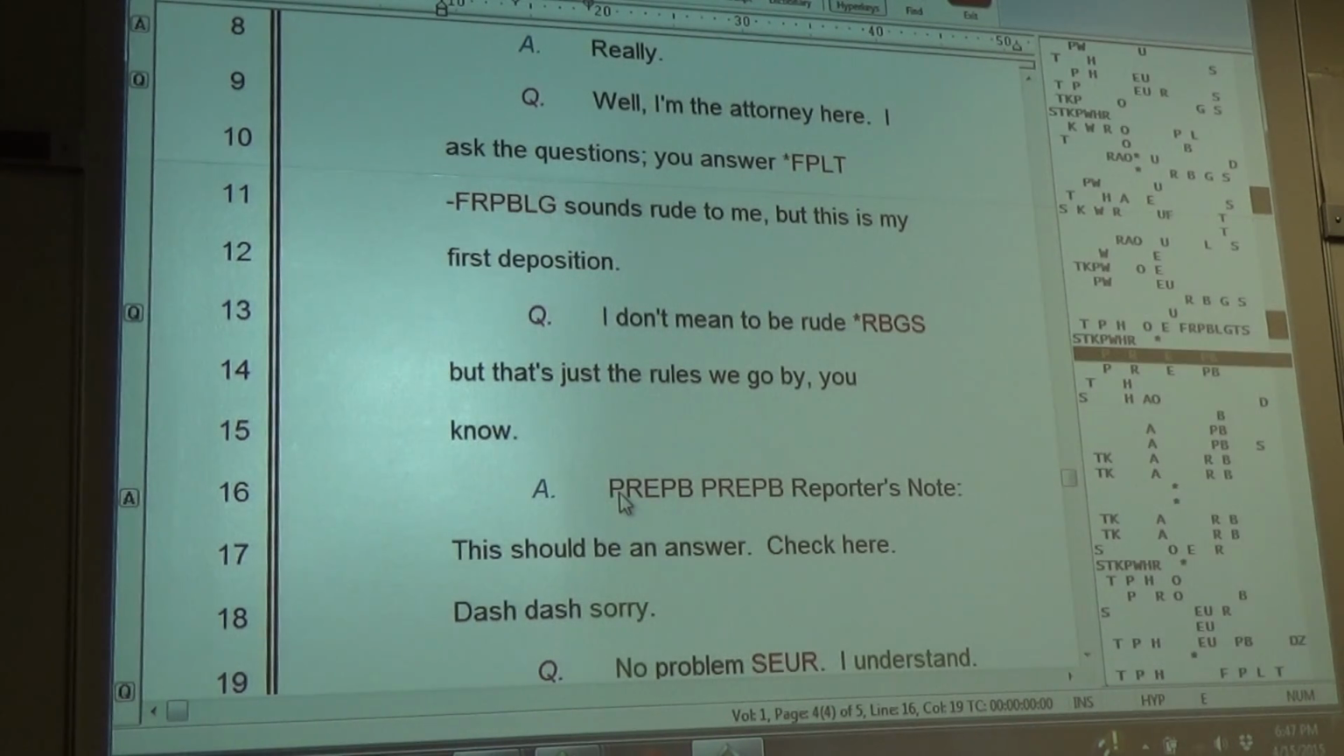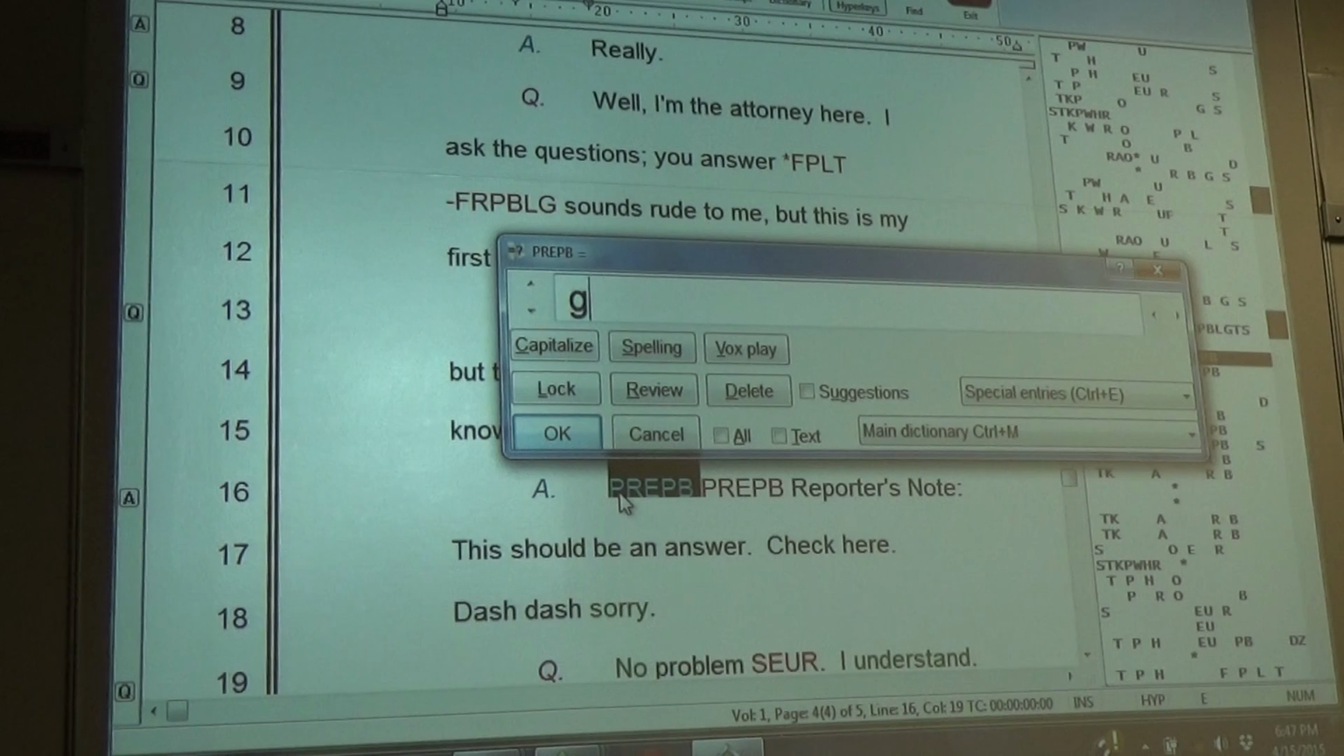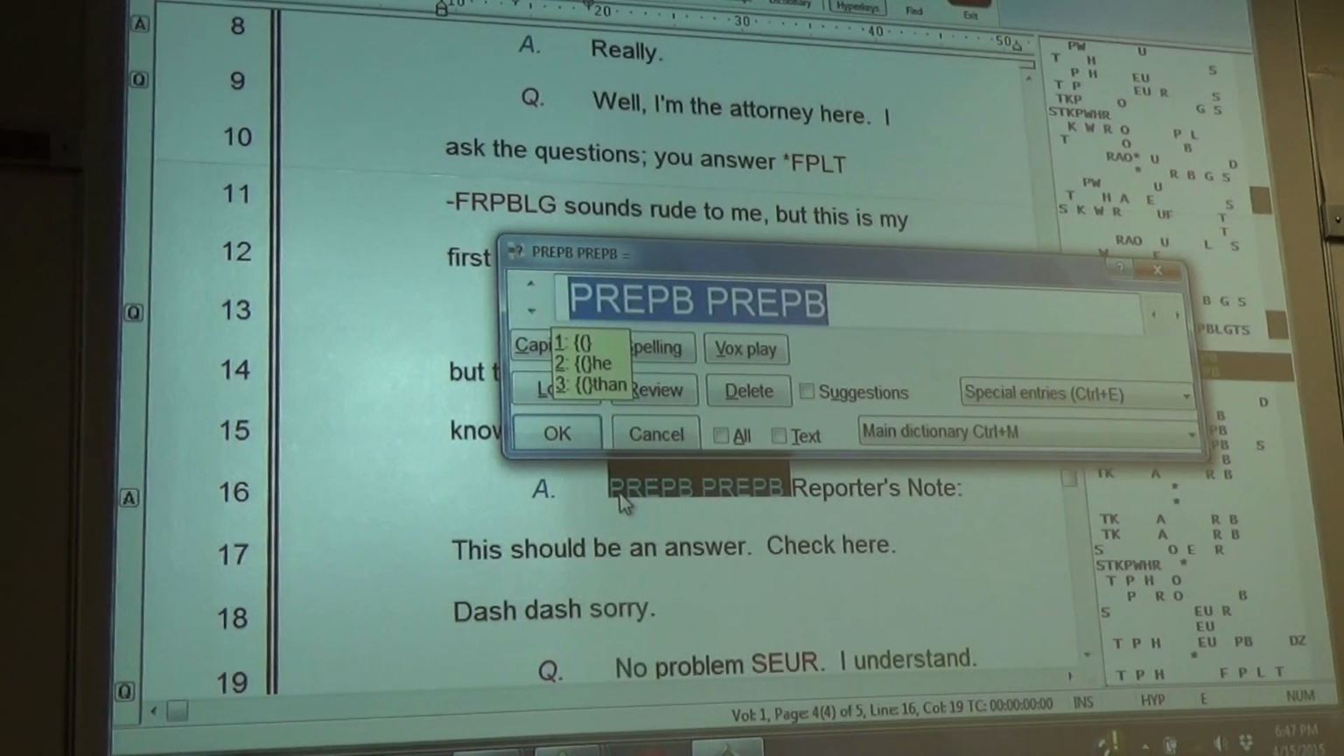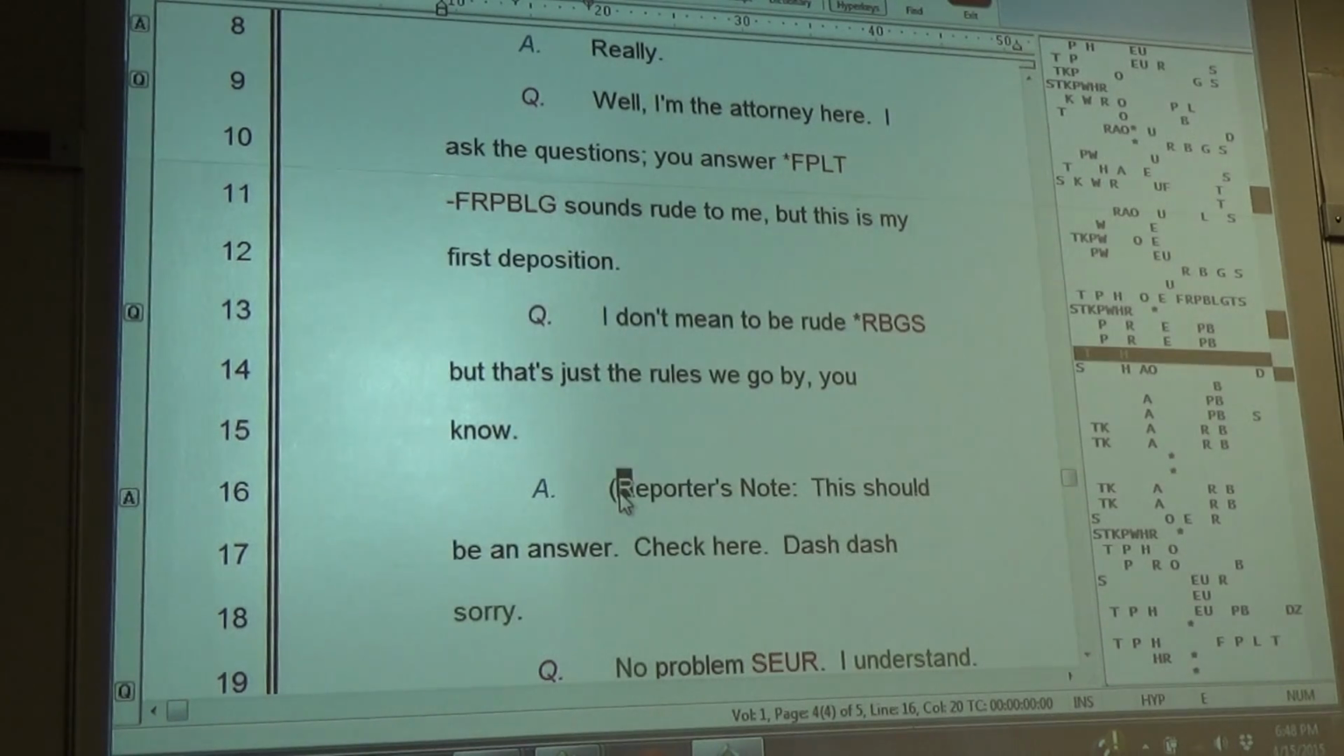Now here, what they were trying to do there was put an open paren. So paren is a symbol for parentheses. I've never used it, but I think it's in my dictionary. I've never used it, but if you're going to do it, that's how you do it. Push number 1, bam.